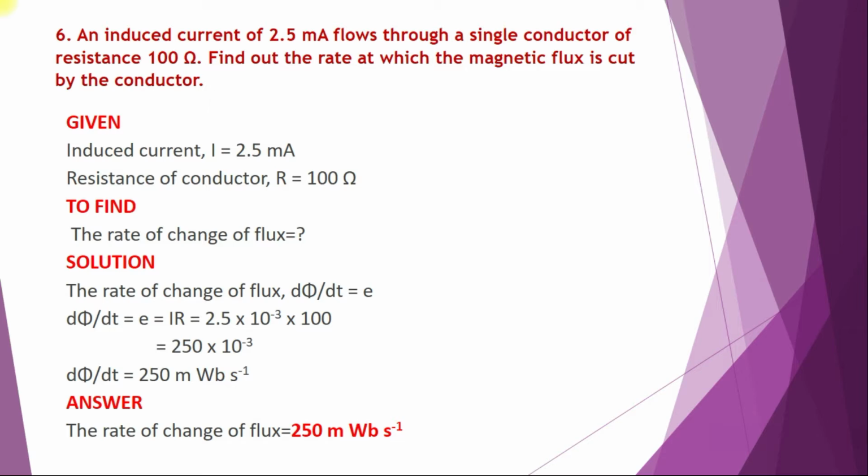So the solution is the rate of change of flux d phi by dt is equal to E. So d phi by dt is equal to E, which is equal to I into R. Now substitute the value of I and R, which is 2.5 into 10 power minus 3 into 100, which is nothing but 250 into 10 power minus 3. So d phi by dt is equal to 250 milliweber per second. So the answer is the rate of change of flux is equal to 250 milliweber per second.